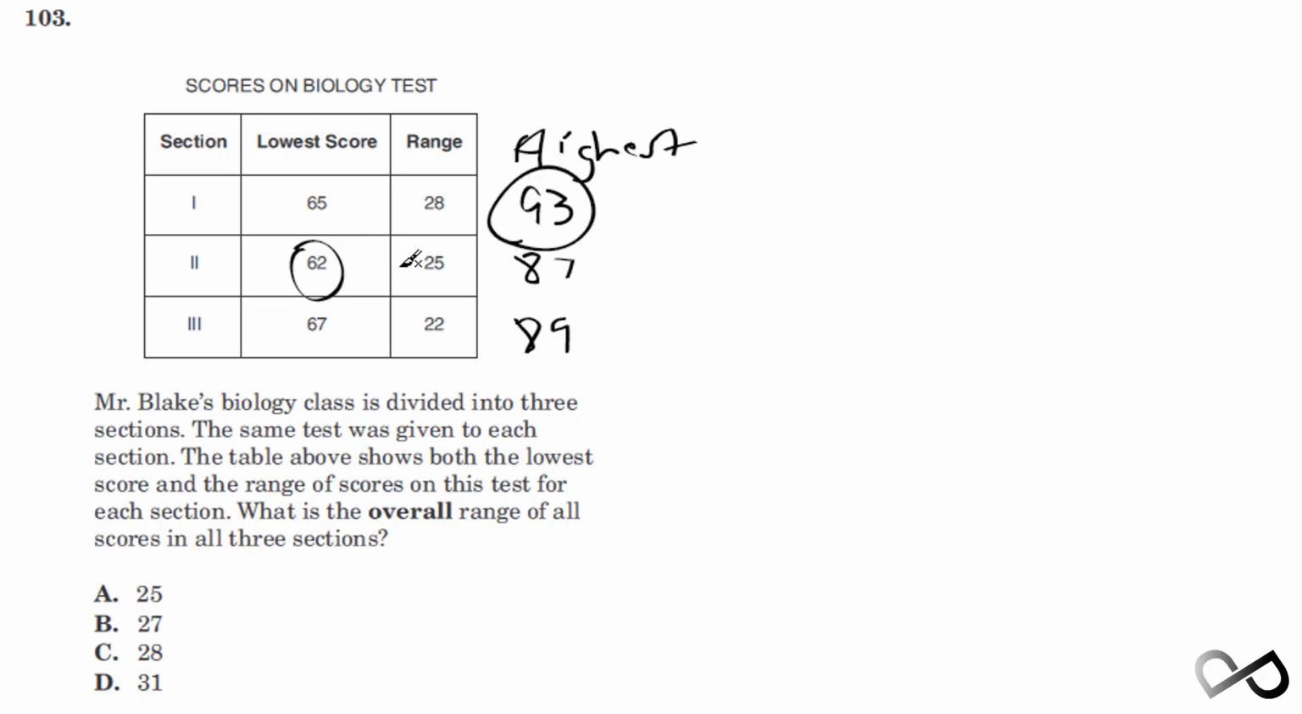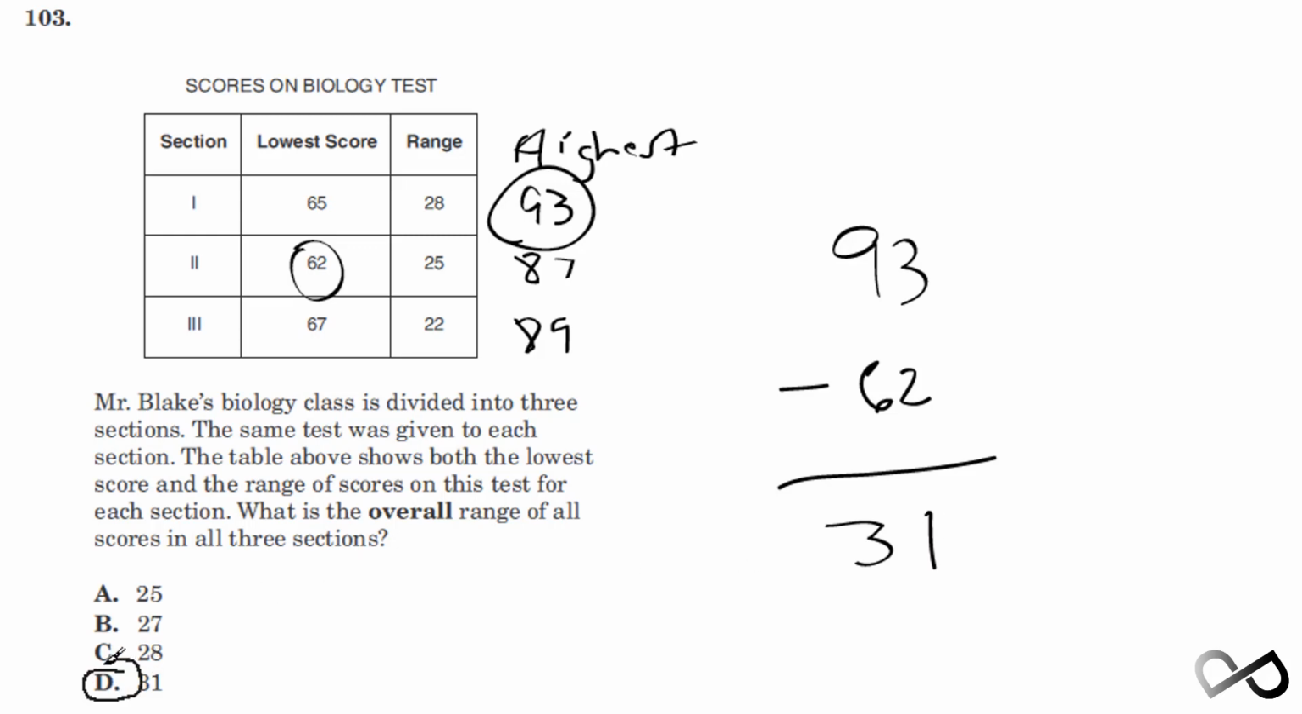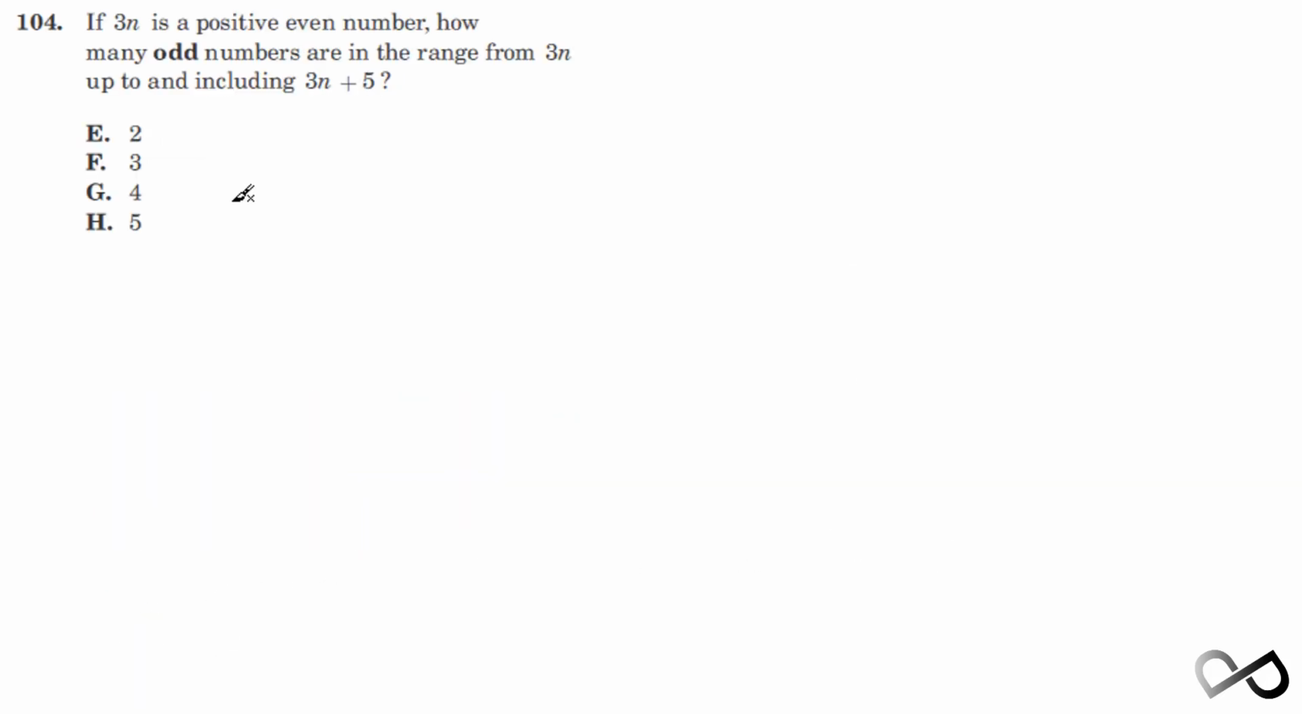So let's find the range between 62 and 93. In other words, let's subtract these 2 numbers. 93 minus 62 is going to give us an answer of 31. Right? 93, 62, subtract, that's going to give us 31, and that's our largest range, choice D.